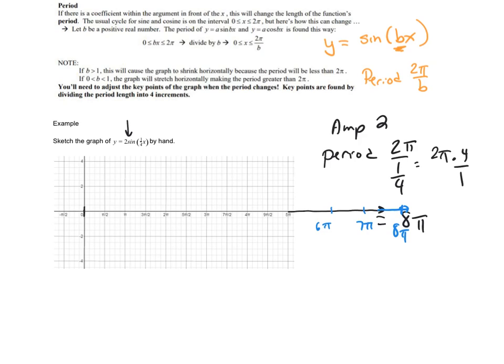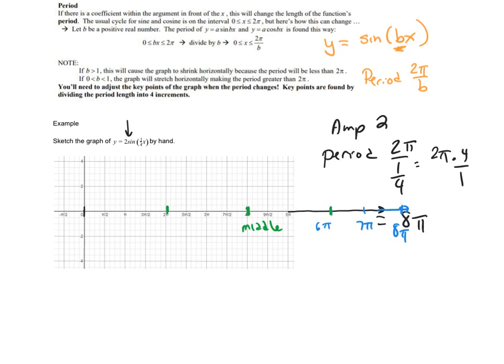So the middle of this graph, since the whole thing is 8 pi, is going to be 4 pi. So this is the middle point here. And then if I divide from 0 to 4 pi in half, I get 2 pi. And if I do the middle of those two, I get 6 pi. So here are my 5 key points.